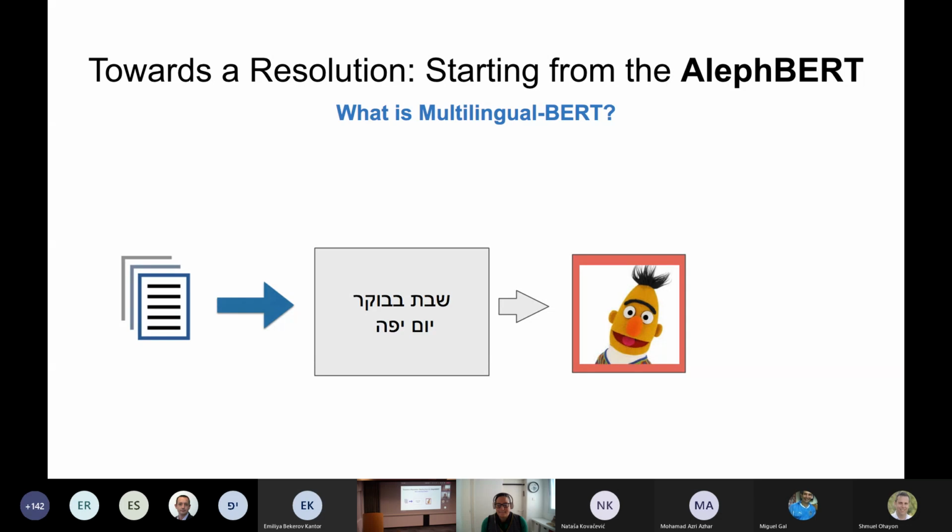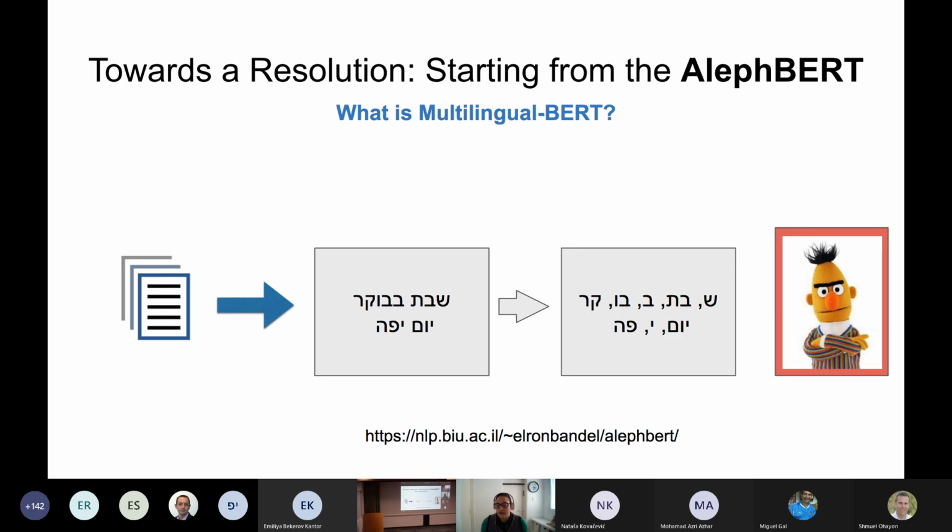But then Google have given us the opportunity to use multilingual BERT. Multilingual BERT is actually trained for a number of languages, a huge number of languages. And what multilingual BERT does for English and Hebrew and all the other languages is break the words into word pieces. Okay, so this is a real case study. This is how BERT breaks the words into word pieces for the sentence Shabbat b'boker yom yafeh: Shin, bat, bet, boker, yom, yud, and po.